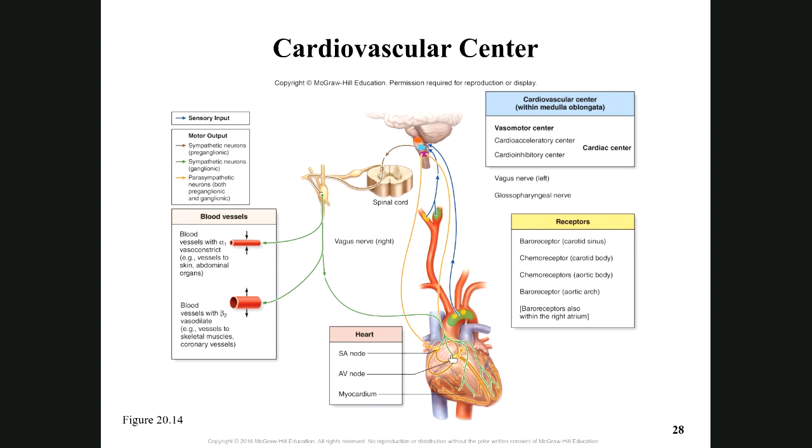And the sympathetic pathway can stimulate the blood vessels. Sometimes our blood vessel go to vasoconstriction, and sometimes the blood vessel go to vasodilation. By vasoconstriction and vasodilation, they can change the blood pressure.